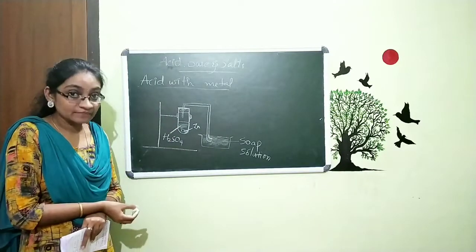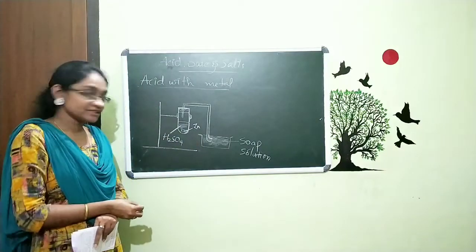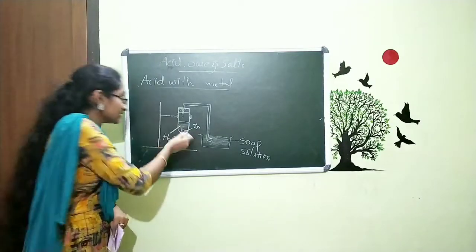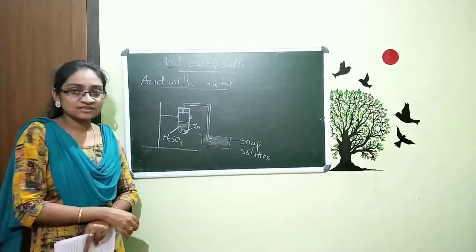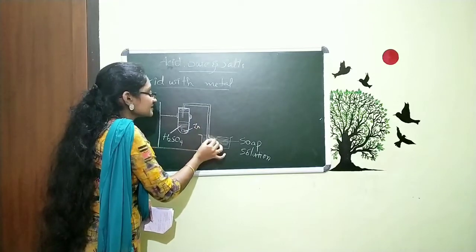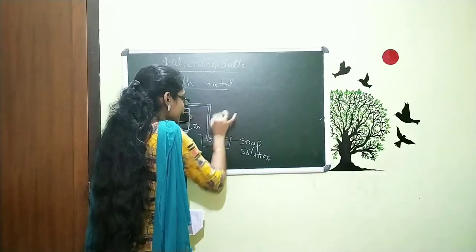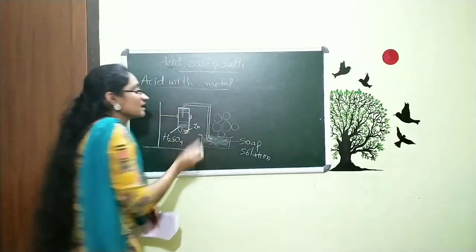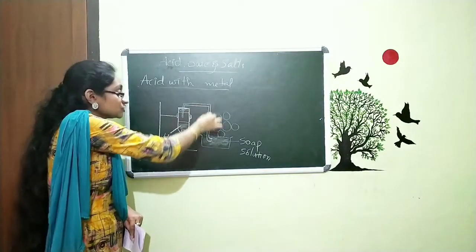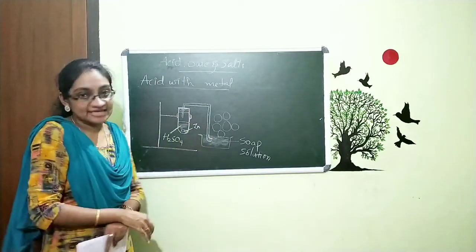After some time you can see that bubbles are getting formed. What is the meaning of these bubbles? These bubbles mean that a certain type of gas is formed. That gas moves through here and reaches this soap solution. After some time you can see soap bubbles forming from this. That is the aim here. We are giving this tube to this soap solution, which means they produce a type of gas.